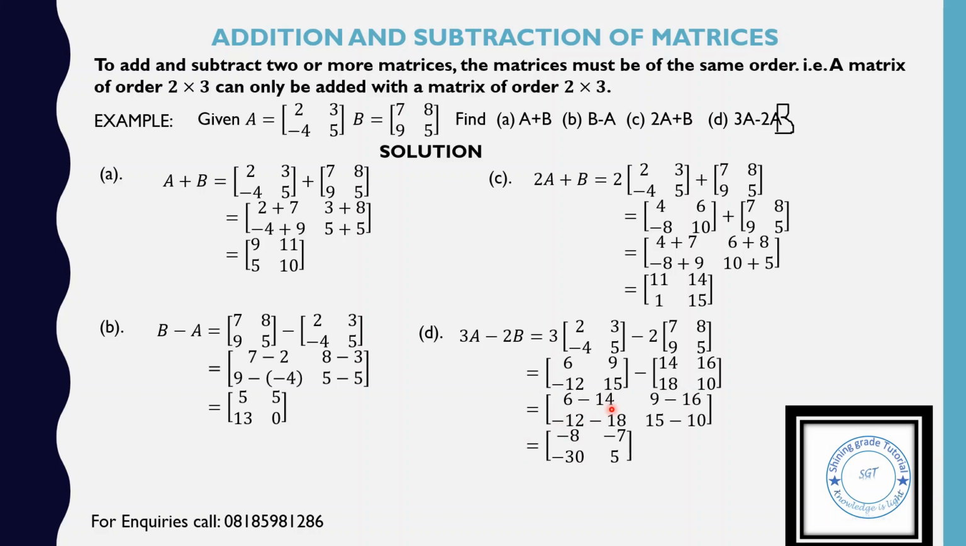So 6 minus 14 gives minus 8. 9 minus 16 gives minus 7. Minus 12 minus 18 gives minus 30. 15 minus 10 gives 5. So we can have that. I think this is very simple to carry out.